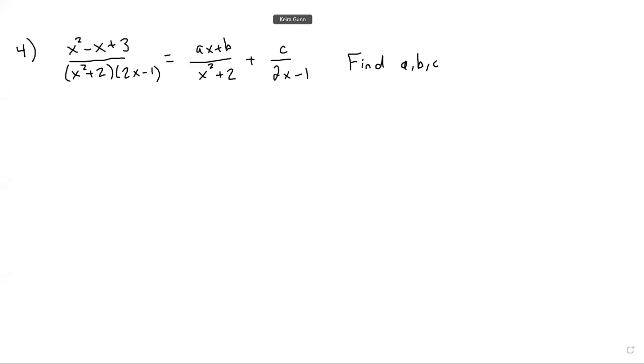In this question, we are asked to find the A, B, and C that basically make this rational equation true. So on the left here, we've got this fairly complicated looking rational expression with a really heavy third degree polynomial denominator. On the right, it's broken into a sum of two terms where the denominator is simpler.